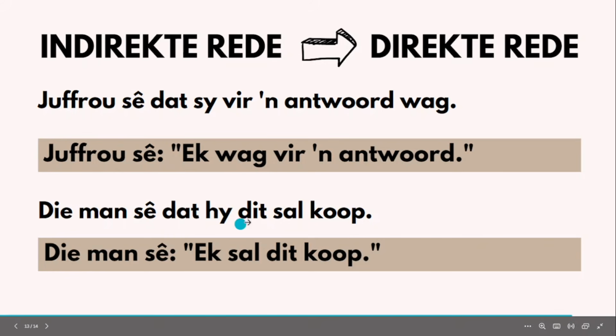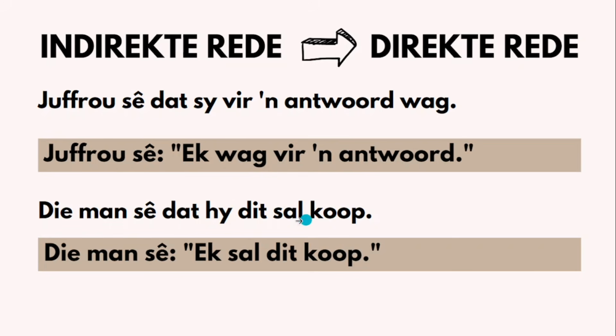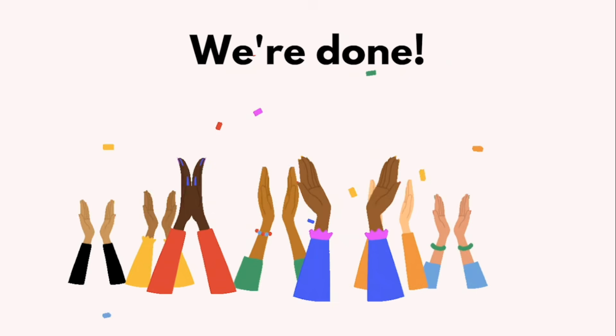Let's go to the second one. Die man sê dat hy dit sal koop. This is a verb also, and this is also a verb, which means that this must be verb 1 and that must be verb 2. So, die man sê dat hy is die man. So, in his own words, ek sal, verb 1, dit koop, verb 2. What do you guys think? This is easy, right?